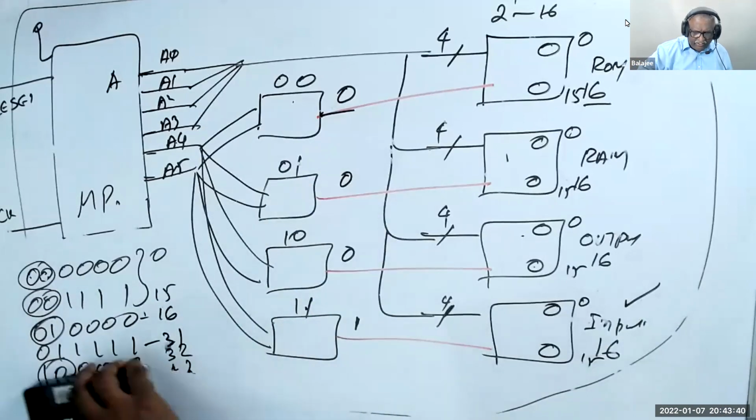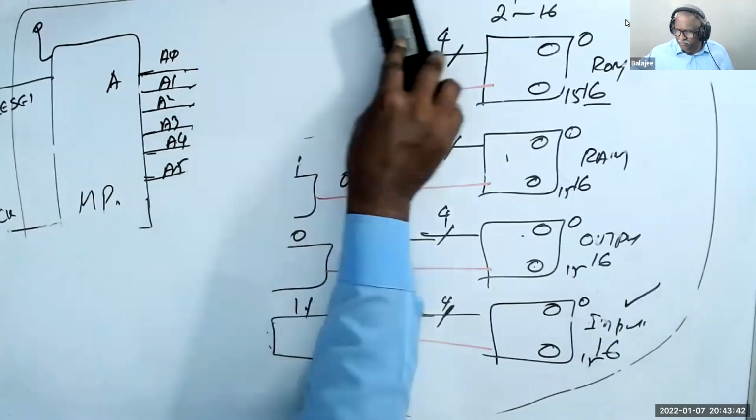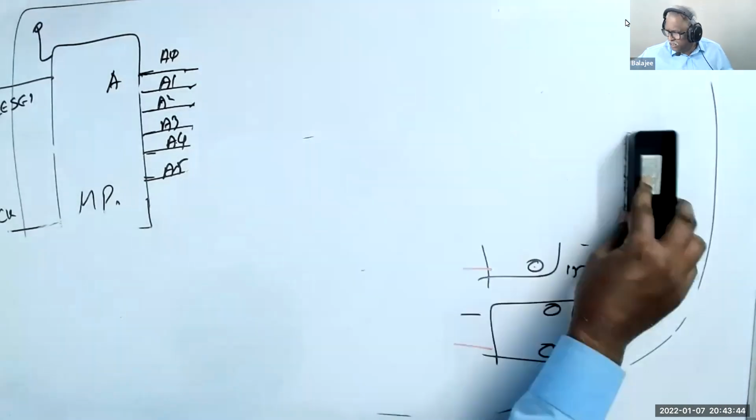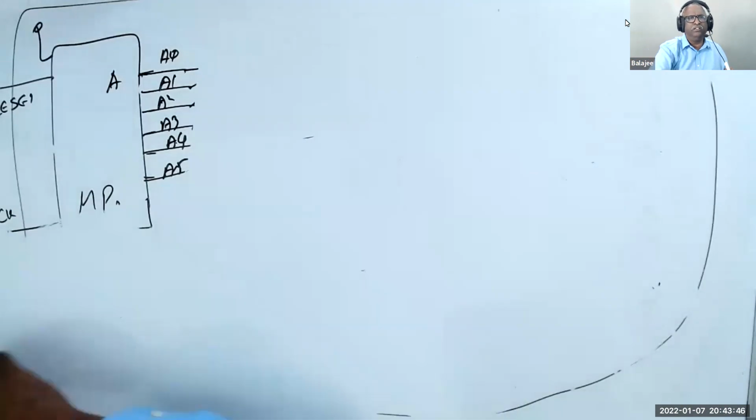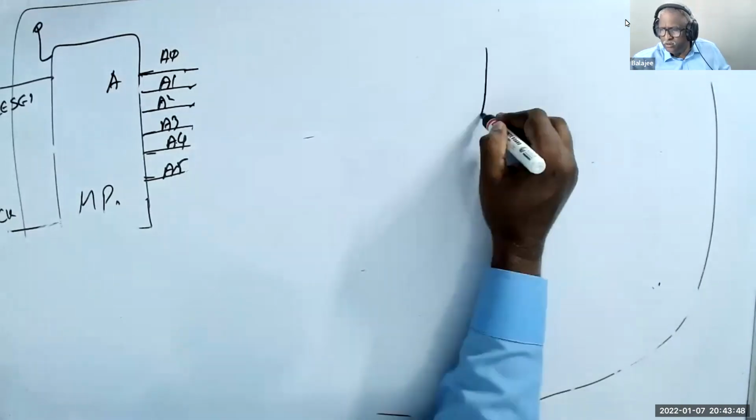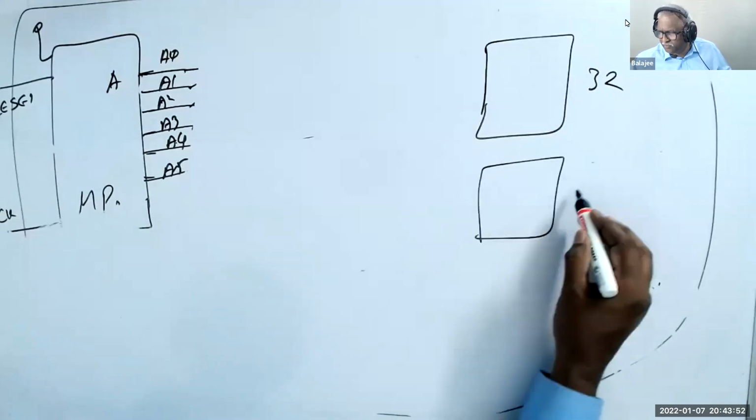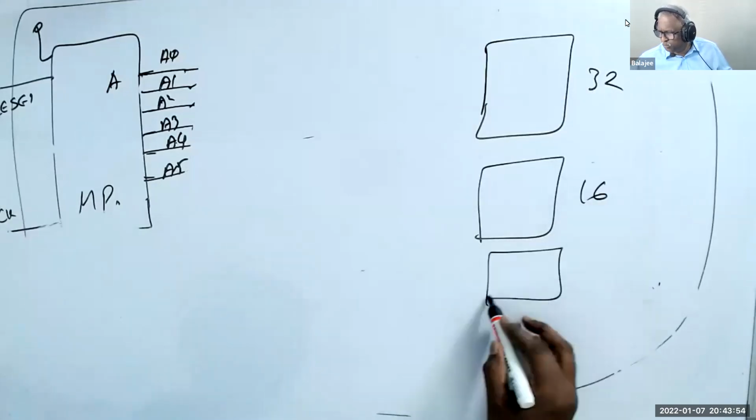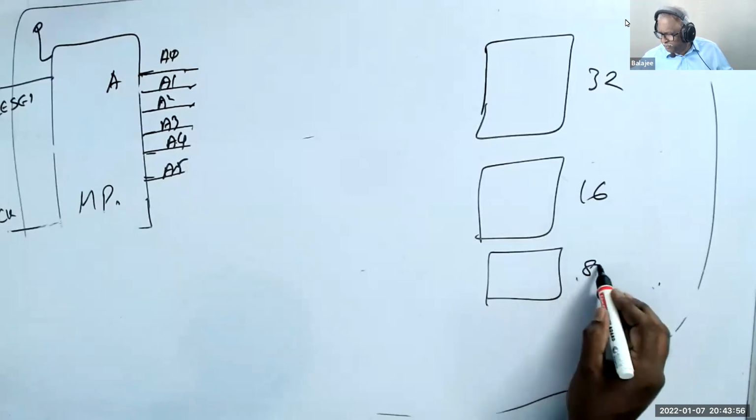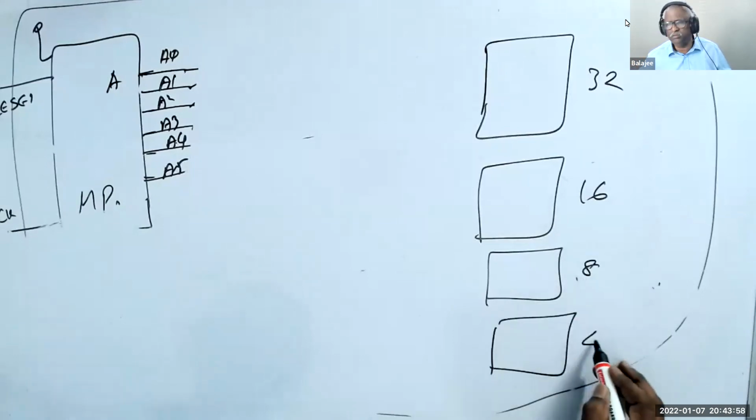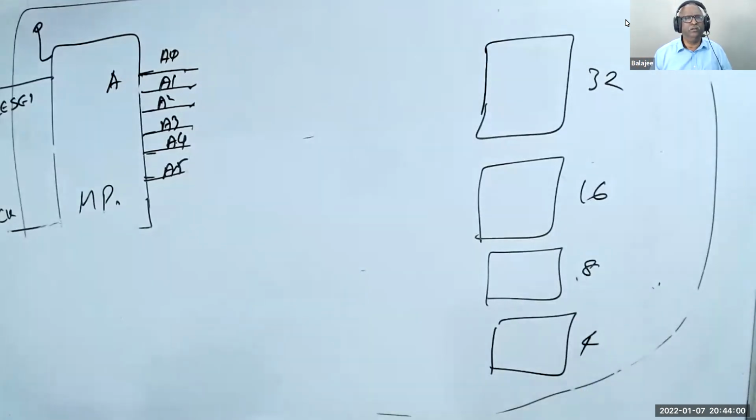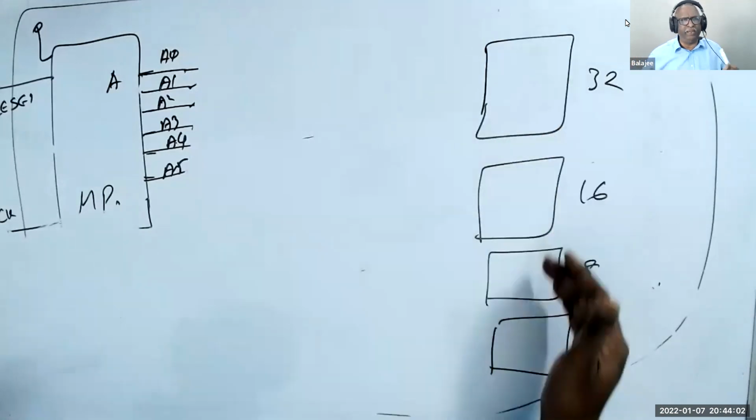We change the connection differently because sometimes I may be having a chip with 32, I may be having a chip with 16, I may be having a chip with 8, I may be having another one with 4. Understand? They need not all be the same.